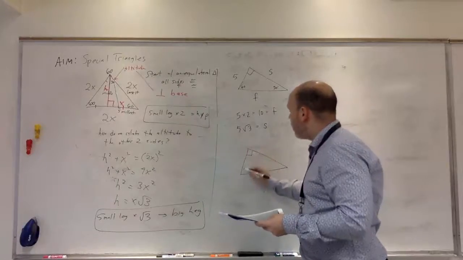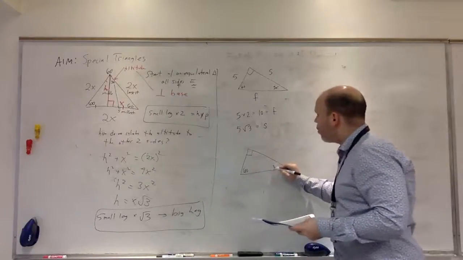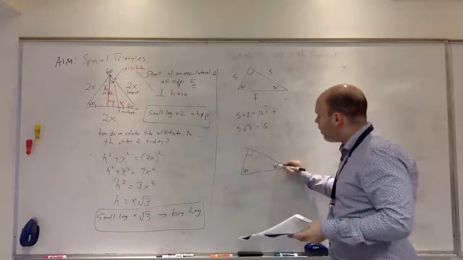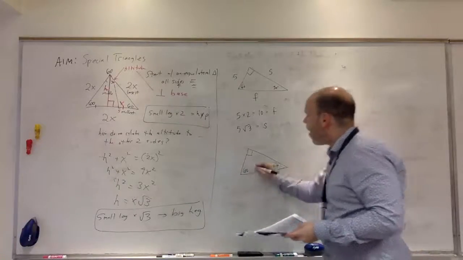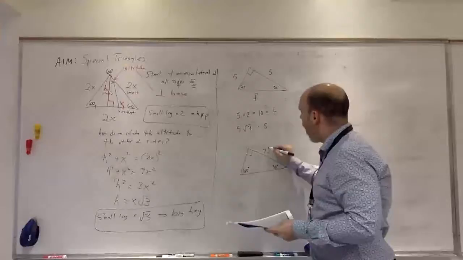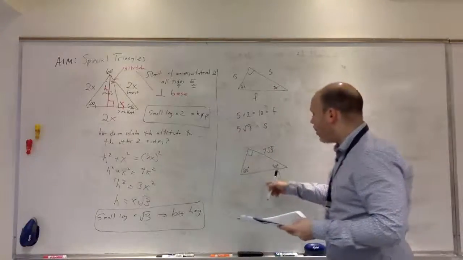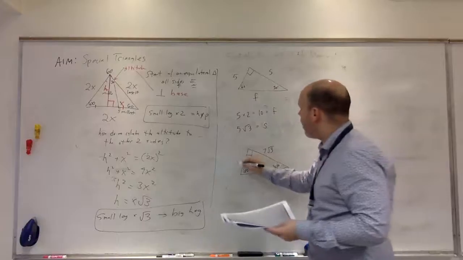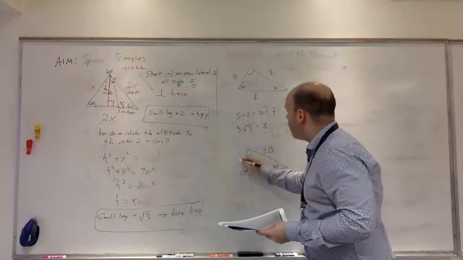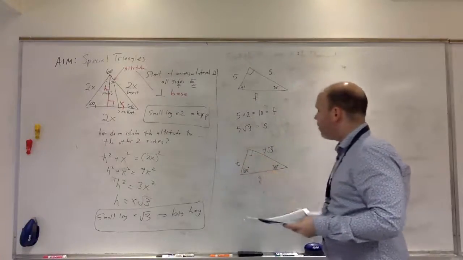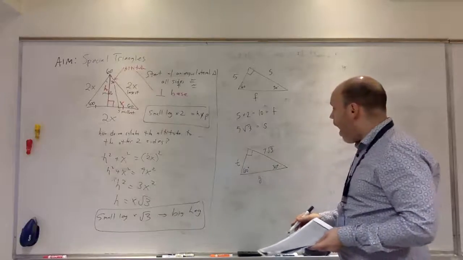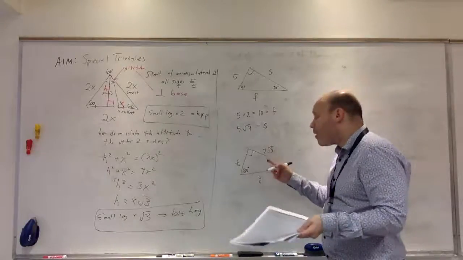Let's say another one like this. This is 60. This is 30. Let's say, I'll make it a little bit easier. Let's say that this is 7 radical 3. The question is, what are the lengths of S, F, how about T and G? What do you think? How do I go backwards?